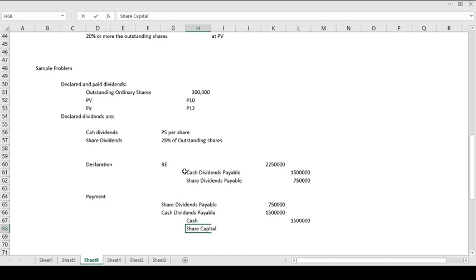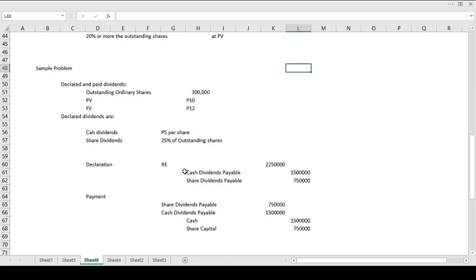So, yun po yung dapat natin ma-recall on dividends, particularly on cash dividends and share dividends. Our last topic for today will be about treasury shares. Take note, the generally accepted accounting principle provides that treasury shares must be recorded at cost. Ibig sabihin, we are going to use the cost method.